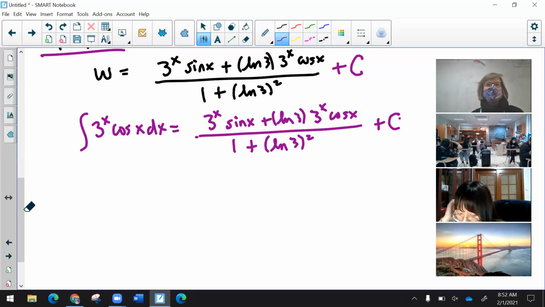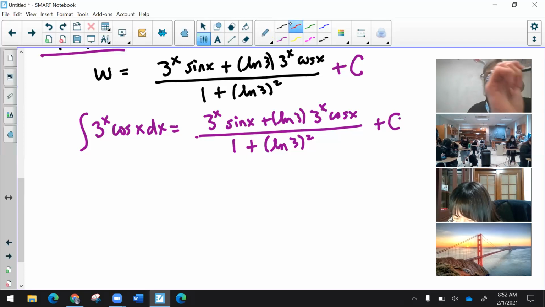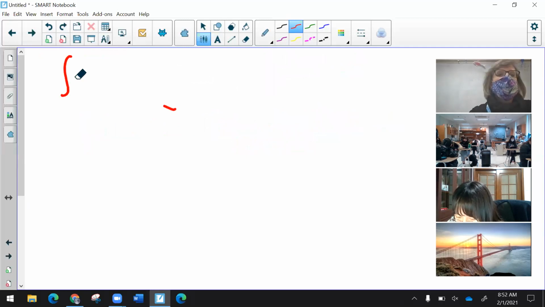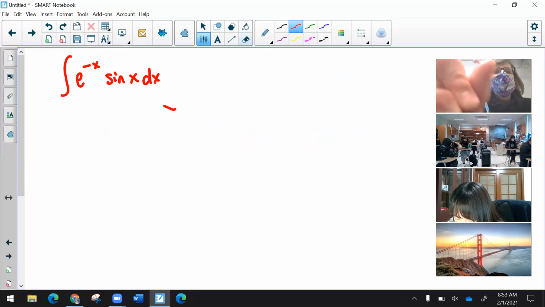All right. So I think if you go all the way down to the bottom of your notes, the last thing you have is the integral of e to the negative x sine x dx. Yes? You solve that.